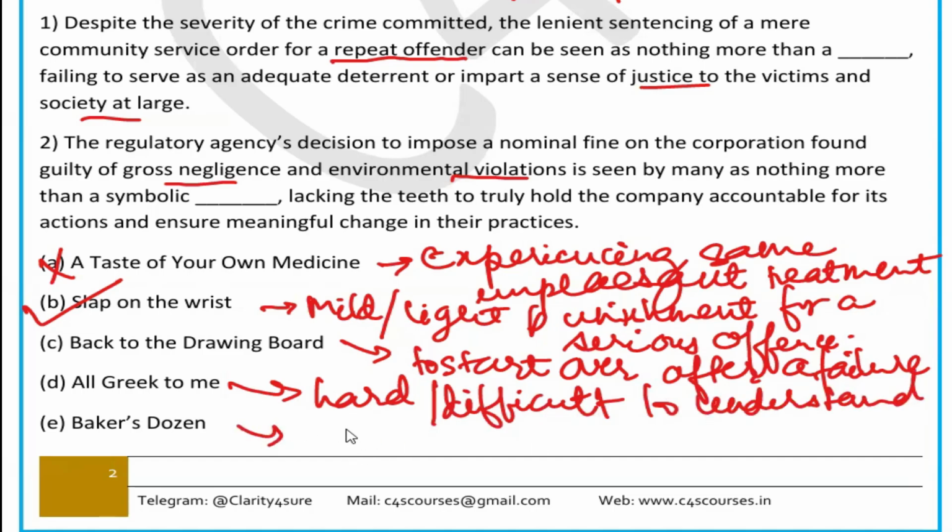Bakers doesn't imply that generally. This idiom is in fact very familiar and has come quite a lot of times in exams. It's related to 13. Okay, a baker's dozen doesn't imply 12, but implies 13 in number. So it is completely irrelevant here also. So that's why this is not at all implied over here.